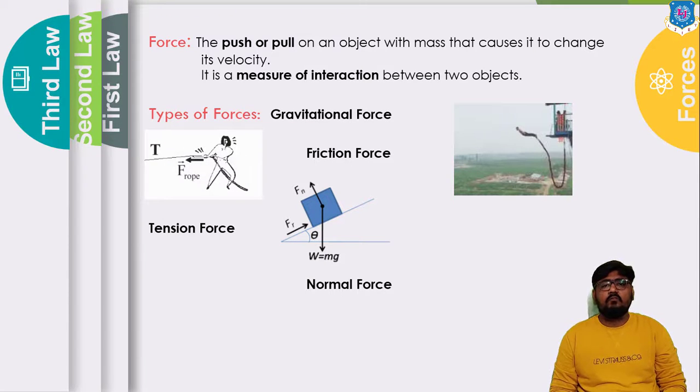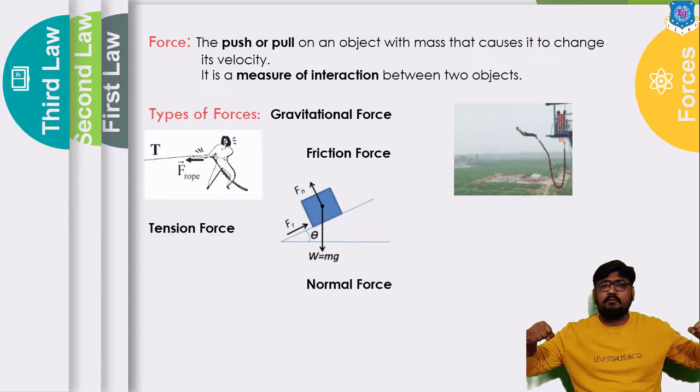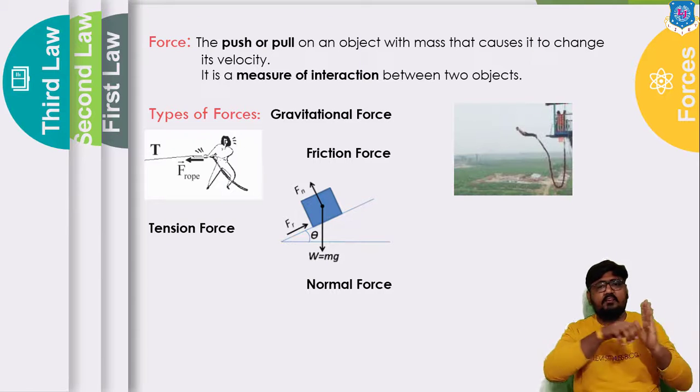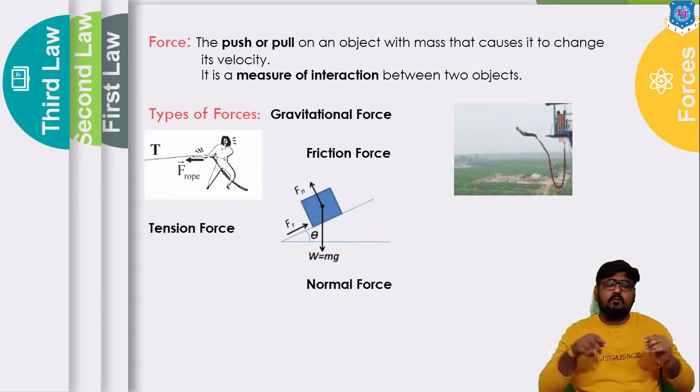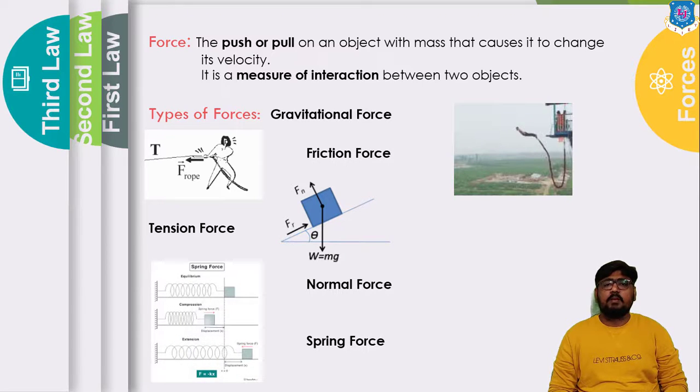Next is the tension force. When a string or some metal-like object is stretched from two ends, or one end is fixed and it is stretched along the other end, whatever force is generated is known as a tension force. And the last one is the spring force. As you can see here in the figure, there is a spring-mass system. The spring can be stretched, compressed, or in its ideal condition. So this is the spring force.